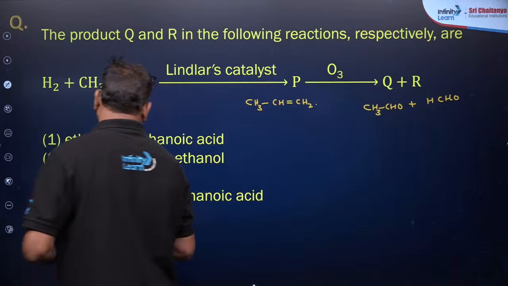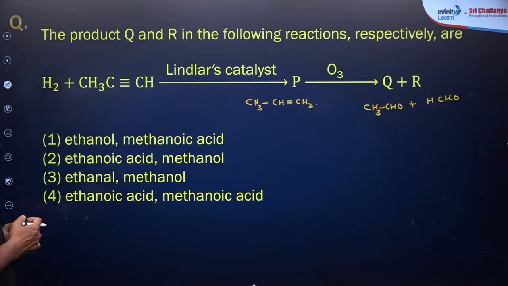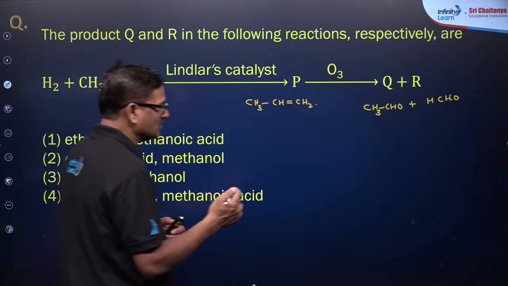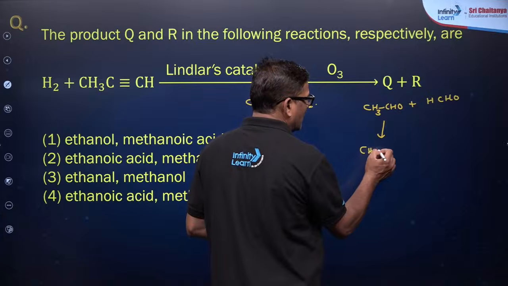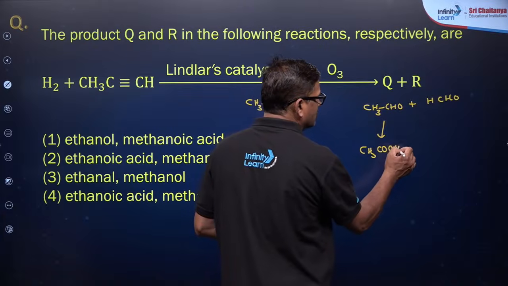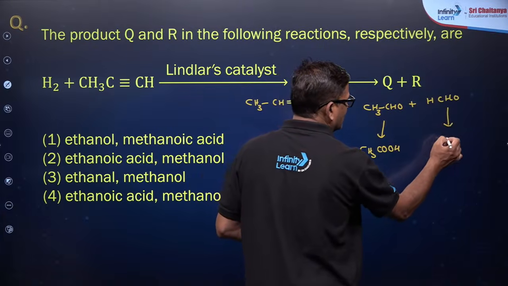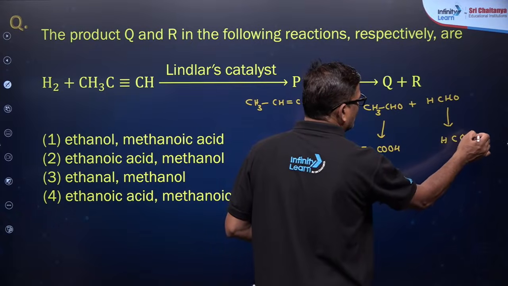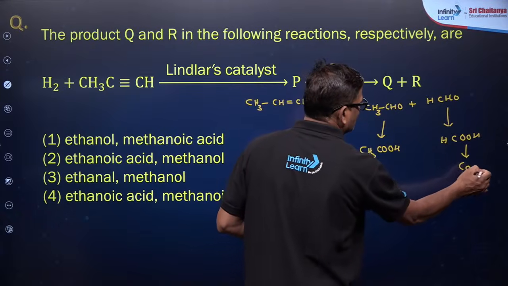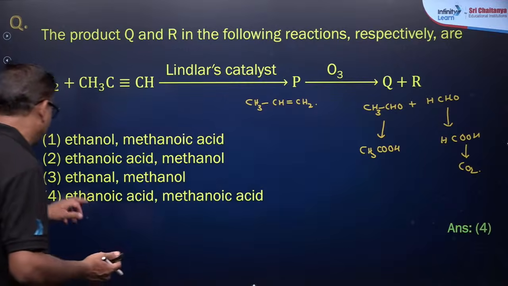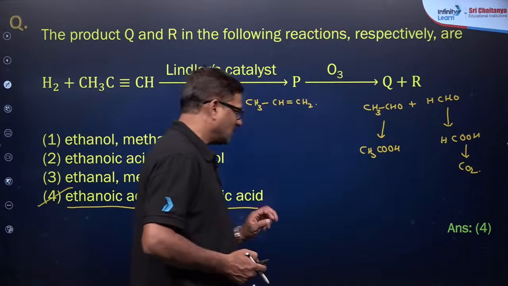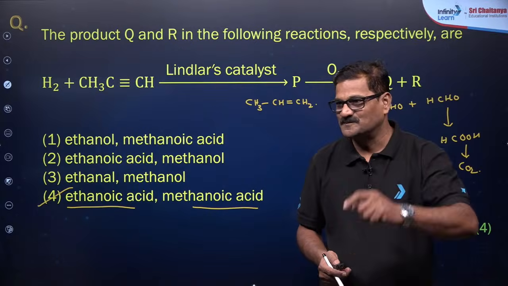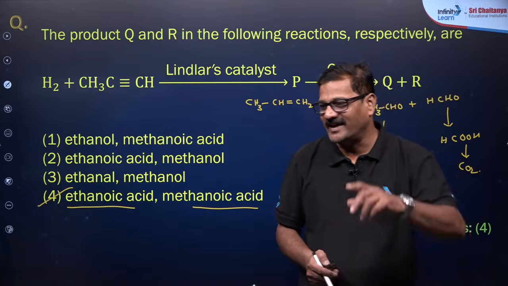Okay, ethanol and methanol are converted by oxidative ozonolysis into CH3COOH and HCOOH, and that is further converted into CO2. So, as far as this is concerned, carbon dioxide is not there, only ethanoic acid and methanoic acid. Fine, right again.